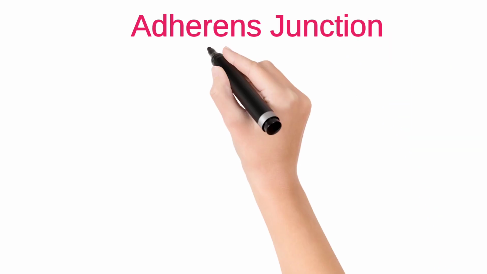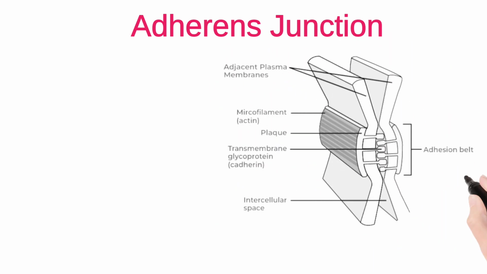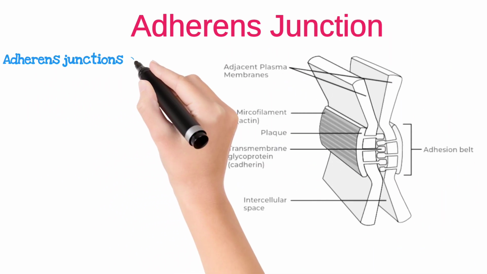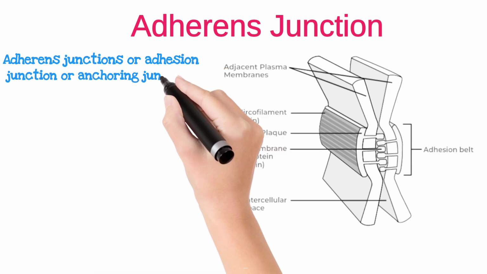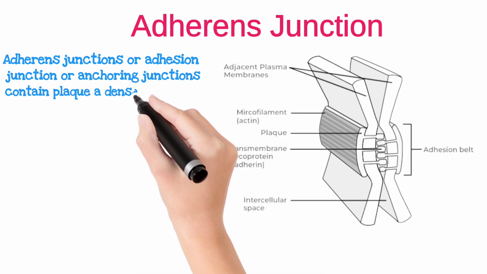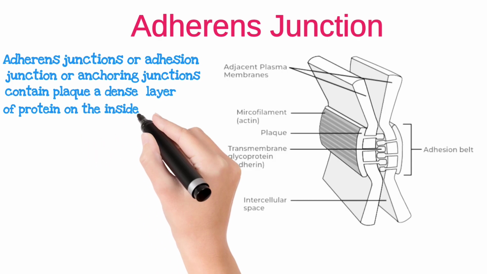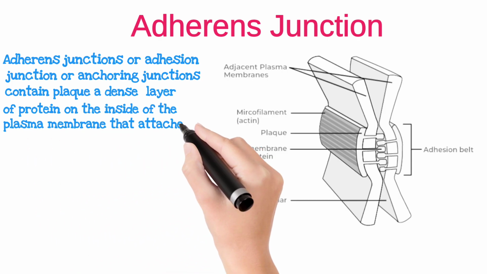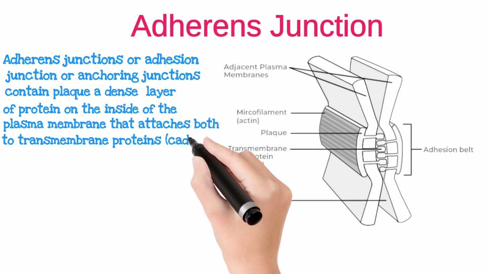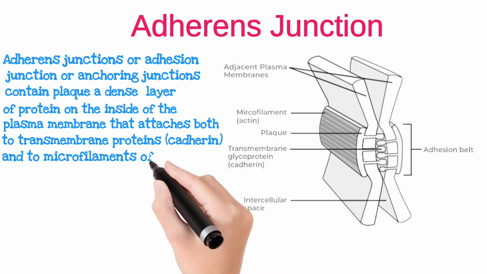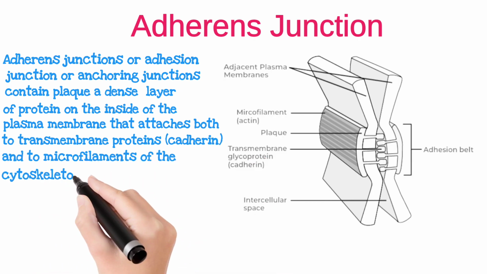Adherens junctions. Adherens junctions, or adhesion junctions, or anchoring junctions, contain plaque, a dense layer of proteins on the inside of the plasma membrane that attaches both to transmembrane proteins and to microfilaments of the cytoskeleton.